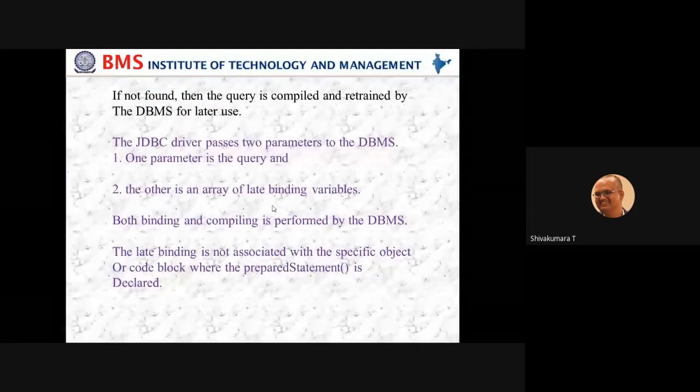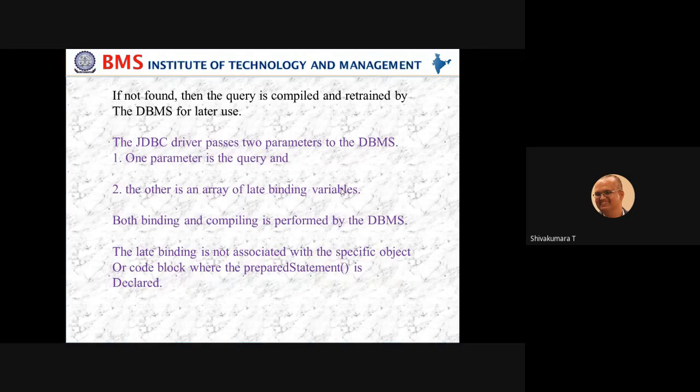If it is not found, then the query is compiled and retained by the DBMS for later use. Every time the same query is fetched several times, it won't compile several times; it directly fetches. If it is a new value you are passing, it compiles and is retained by the DBMS for later use. Okay. So the JDBC driver passes two parameters to the DBMS. One parameter is the query, and the other is an array of late binding variables.